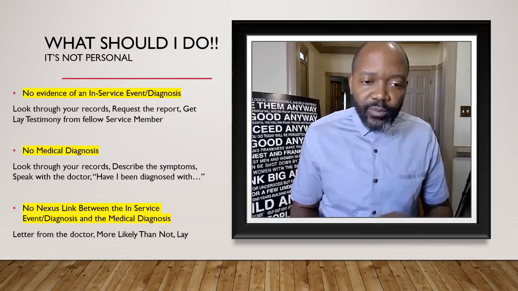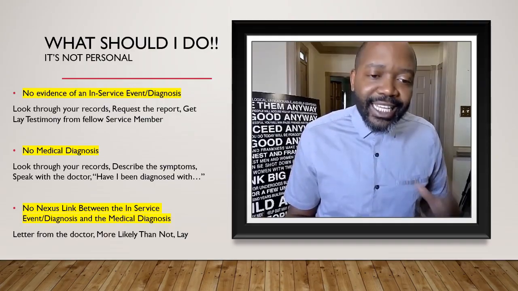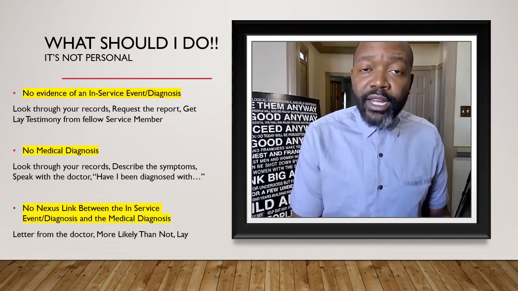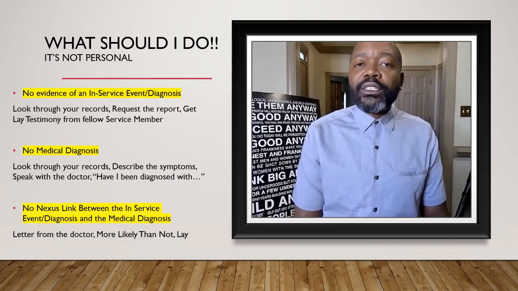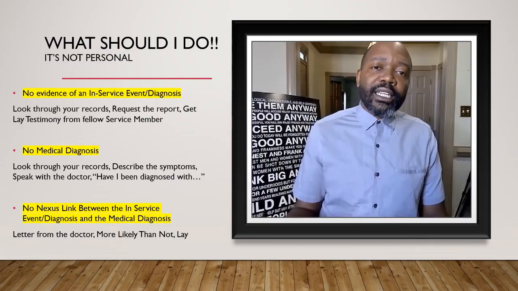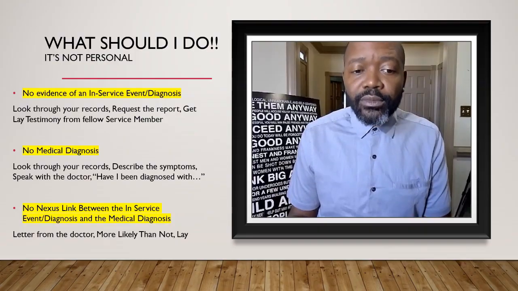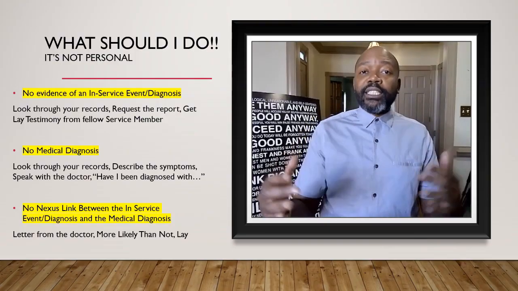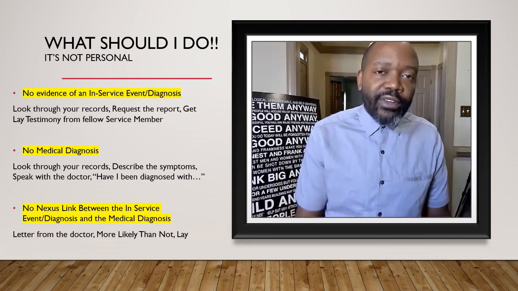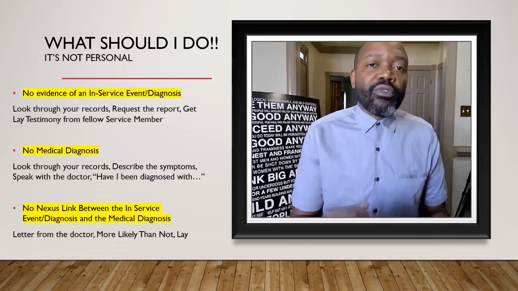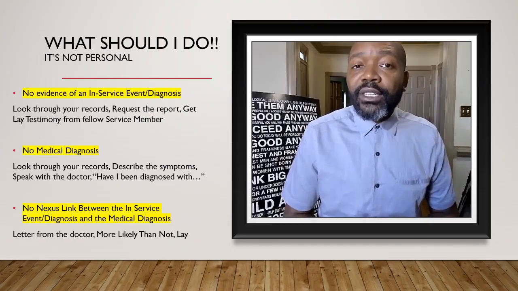All right? So number two, let's say number two, no medical diagnosis is the problem. In this event, what you want to do is look through your records to try to find that current medical diagnosis, right? We're talking about the current medical diagnosis. When you file a claim, it can only get approved if there is a current medical diagnosis, all right? So in that situation, you get the decision letter. It says, hey, no current medical diagnosis. Okay, let's look through the records to try to find that diagnosis. All right, let's describe the symptoms. This is what I'm experiencing. And then speak with your doctor as well.